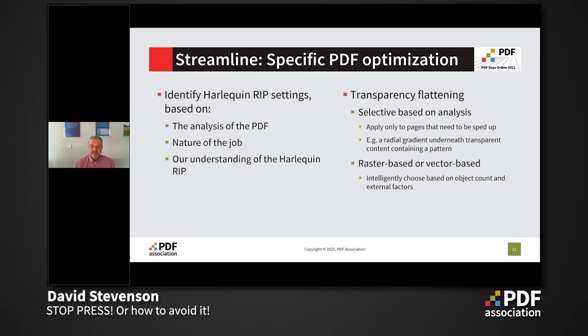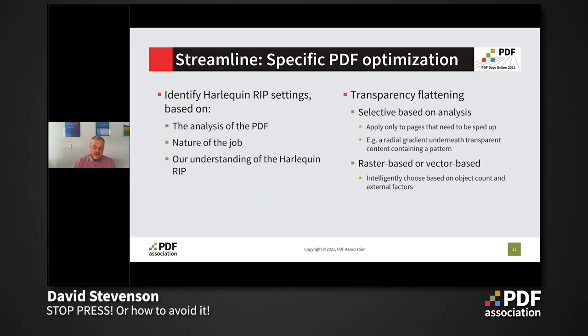Again, transparency flattening can be useful for improving throughput, because it means that all of those blending operations are done as part of the flattening process. And then all the RIP has to do is kind of slurp up the image data. But that process can also take time, and it commits you to a certain resolution and to a particular color space. So it makes the job potentially less flexible in where you can print it.